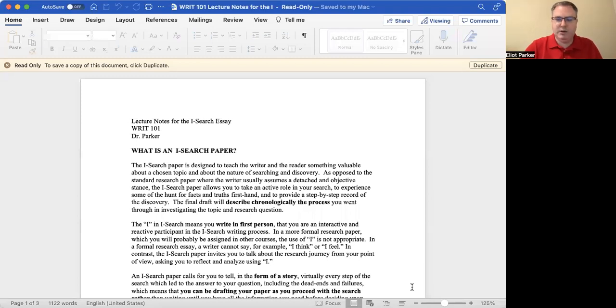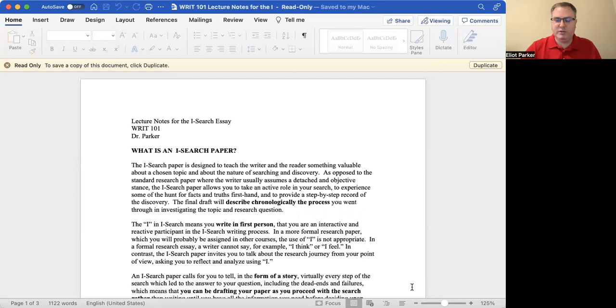So that's the focus of this lecture, and I'm going to try to keep this as brief as I possibly can, but I did want to go over the lecture notes with you just briefly, just to talk about the structure, the format, and the setup of an iSearch paper. So I'm going to share my screen. I have already pulled up the lecture notes, so I'm going to show those here and let you take a look at those, and we'll just kind of go through this.